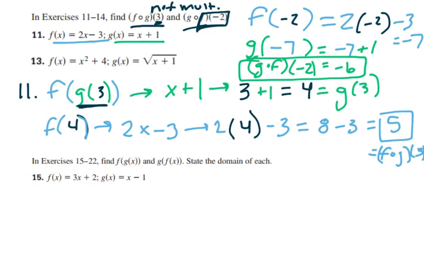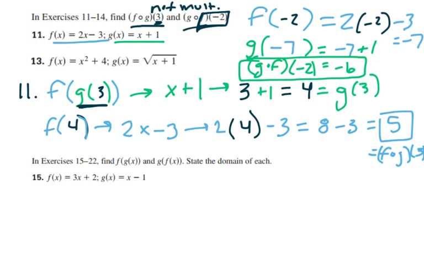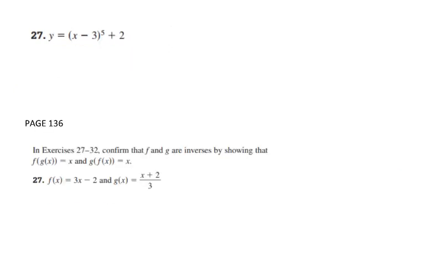Alright, then I'm going to go scooching over to the last page here and do number 13. So in number 13, we're given that f of x is x squared plus 4.